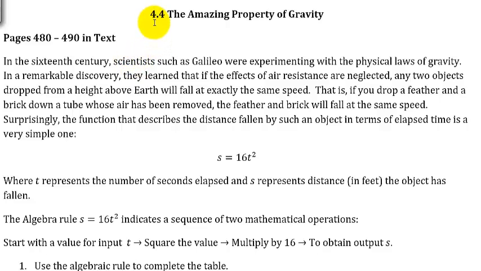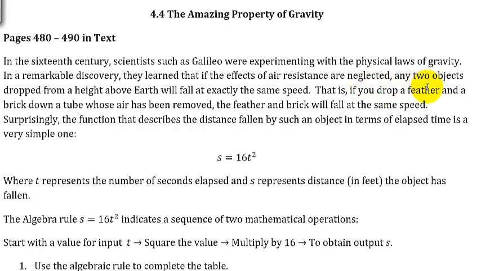This video is about section or activity 4.4, called The Amazing Property of Gravity. In the 16th century, scientists such as Galileo were experimenting with the physical laws of gravity. In a remarkable discovery, they learned that if the effects of air resistance are neglected, any two objects dropped from a height above the Earth will fall at exactly the same speed.